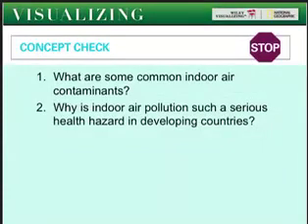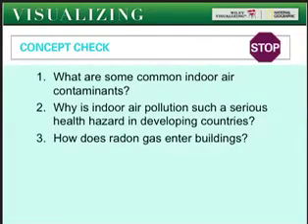Next question. Why is indoor air pollution such a serious health hazard in developing countries? Well, it's due to the use of solid fuels for indoor cooking, resulting in increased levels of particulates and carbon monoxide, just to name a couple of the hazardous byproducts.